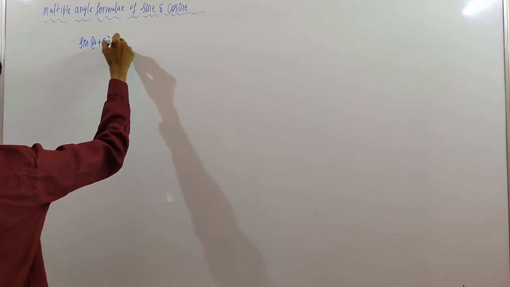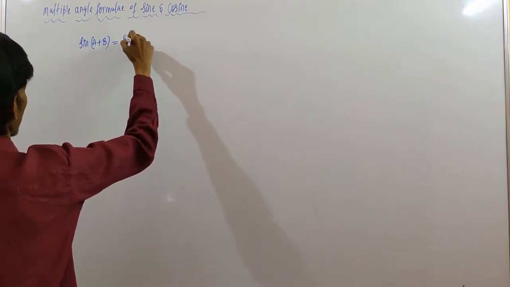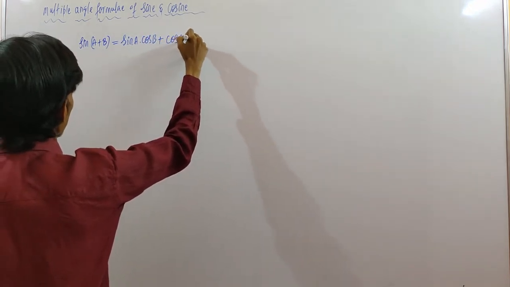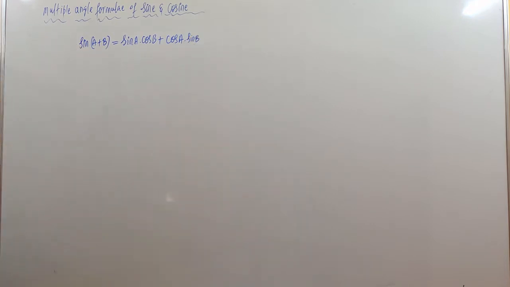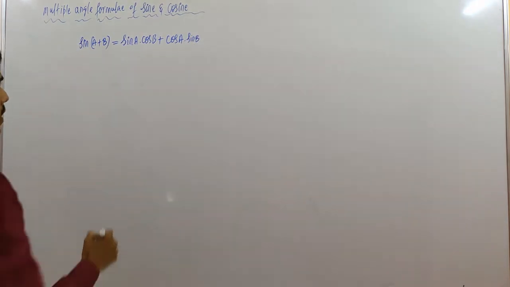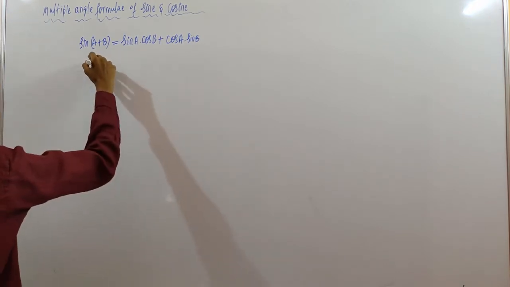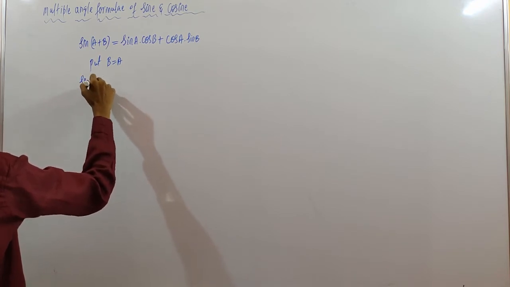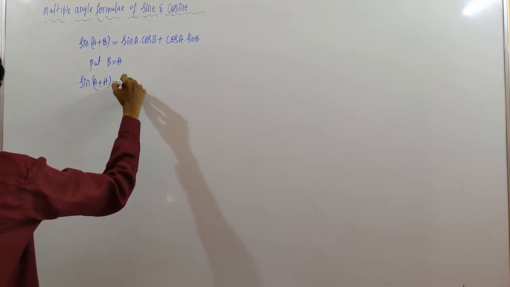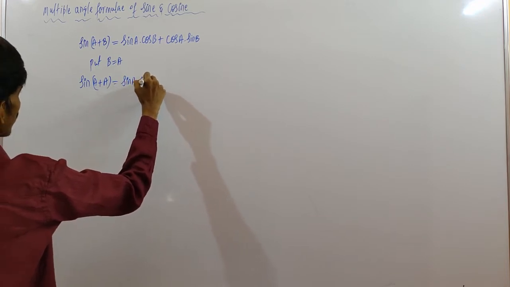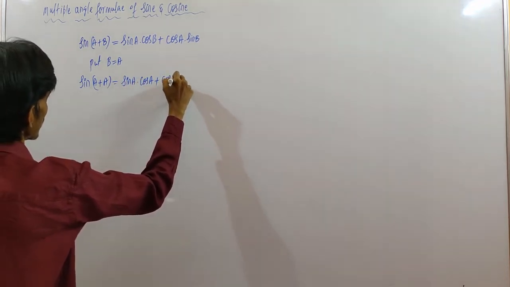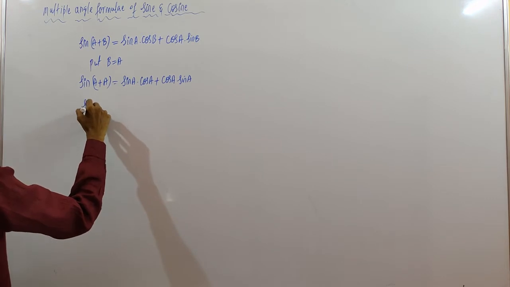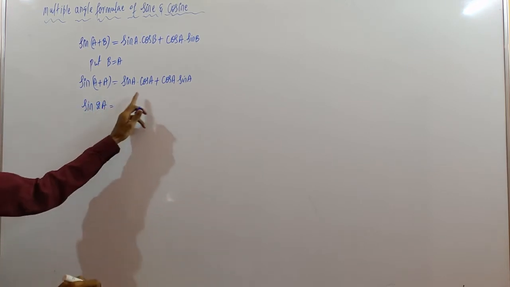The sin A plus B formula is sin A cos B plus cos A sin B. Sin cos, cos sin. Now put the B value as A. Then sin A plus A is equal to sin A cos A plus cos A into sin A. A plus A is 2A. So sin 2A is equal to sin A cos A plus sin A cos A.